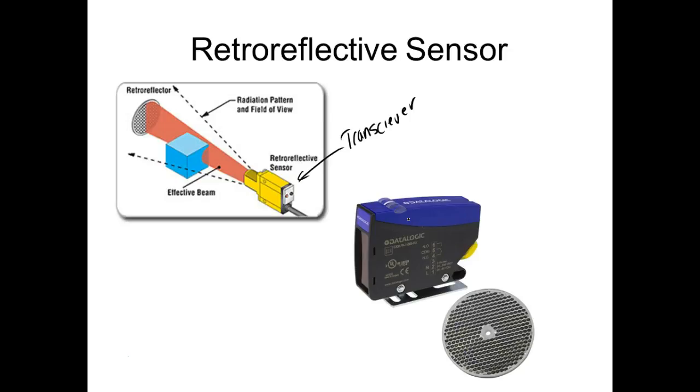So on this one, we have our transmitter. It shoots a beam over, hits a reflector, and bounces back. So it works kind of like a through the beam. As long as there's not an object, we get a true back, right? But when your object moves between your transmitted light and your reflected light, it breaks the beam. So it works exactly like a through the beam, but here we just have one transmitter and a retroreflector.